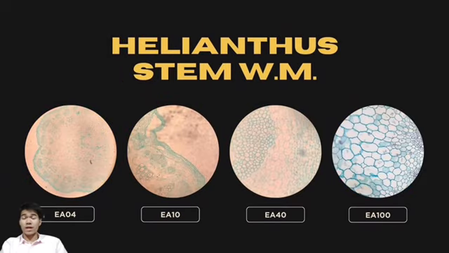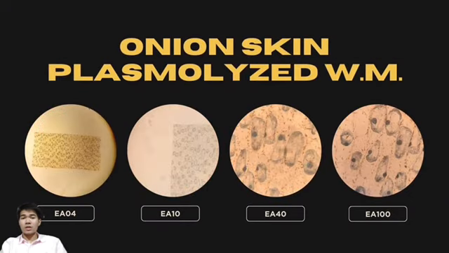The fourth one is the helianthus stem. It is used to study the histological features of stem tissue in this plant species, which is the sunflower. The cross-section of the sunflower stem exhibits vascular tissues and a greenish color. Then the last one is the onion skin plasmolysis. It has undergone shrinkage due to water loss. Plasmolyzed onion skin cells appear shrunken with a color change commonly seen in a hypertonic solution.